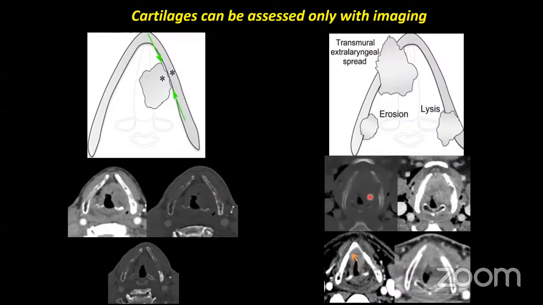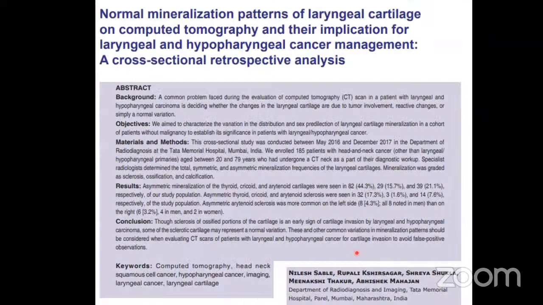The other signs are lysis and erosions or laryngeal spread. So these are specific signs, but their occurrence is within the range of 64 to 44%. The transmural exolaryngeal spread on CT is seen in 44% of the cases, in advanced cases. And lysis is more common, which is seen in up to 64% of the cases.